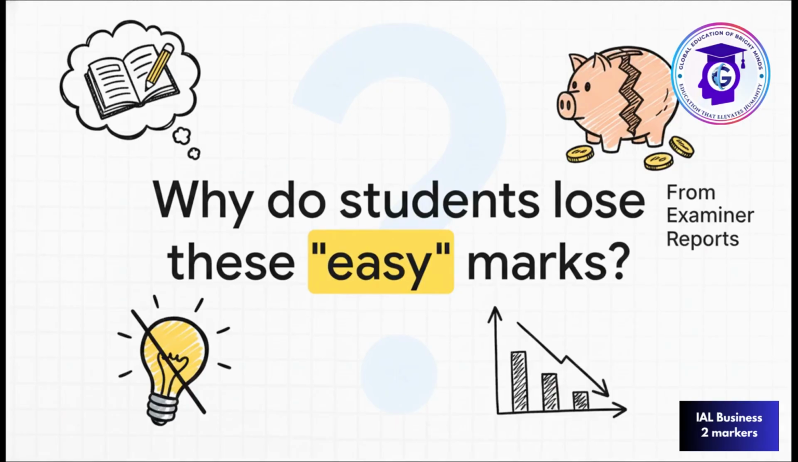You see a question that starts with "define the term" and you think, awesome, 2 easy marks in the bag. But when you look at the examiner reports, you see students are just throwing these points away again and again. So the question is, why? And, more importantly, how do we make sure you don't?